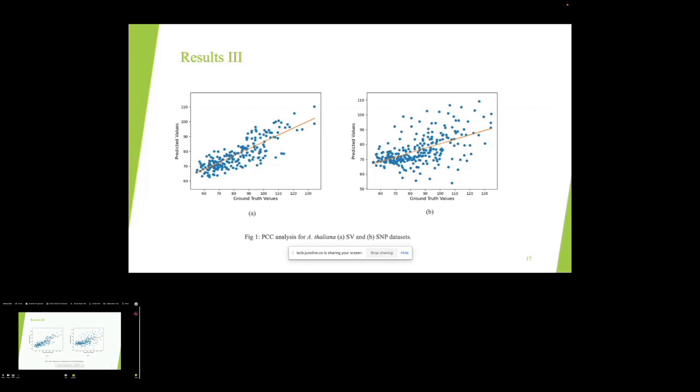correlation. The graph in figure A shows that the predicted values by the model positively follow the ground truth values with high confidence level, and the graph B shows positive correlation but with low confidence level, as there is more fluctuation for the SNP dataset.